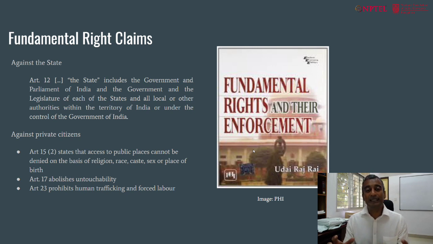And this, in legal technical terms, is called a horizontal application. Now, while we will not spend too much time on the theory of vertical and horizontal application of fundamental rights in an introductory course like this, you would do well to look at a book like Fundamental Rights and Their Enforcement by Uday Raj Rai, which is a very careful analysis of this broad area of fundamental rights enforcement. So in this slide, we learn that fundamental rights claims are primarily enforced against the state and secondarily may be enforced against private citizens.